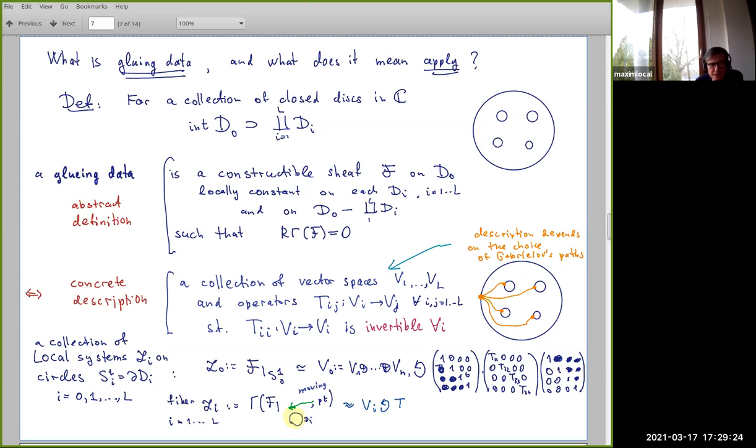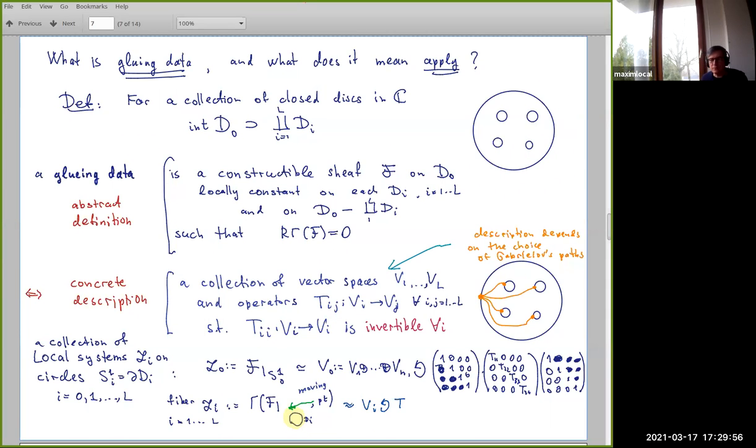The local system for the big disk is the restriction of my constructible sheaf to the boundary of the big disk, which should be a local system because it's locally constant there. And in a concrete way, it's a vector space which will be the direct sum of the spaces V1 to VL. And what will be the automorphism of this space? It will be a product of three operators. One will be block lower diagonal, another block diagonal, and the third one block upper diagonal.